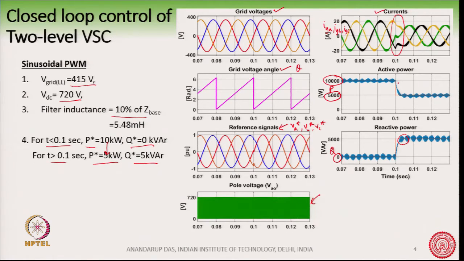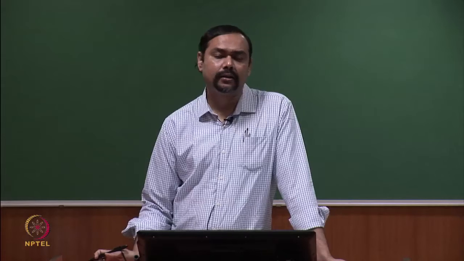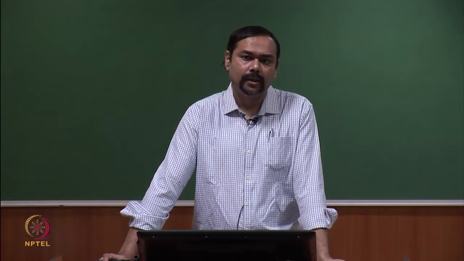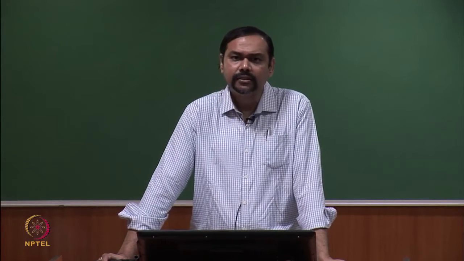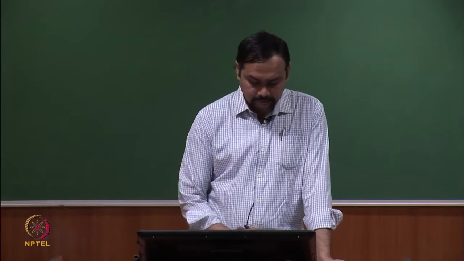So, this is the P star given, okay. And the actual P follows like this, and Q star is something like this. So, it is possible here to track. So, we can see that the VSC is able to track the commanded P star and Q star, okay, with a reasonably good transient response. Okay.